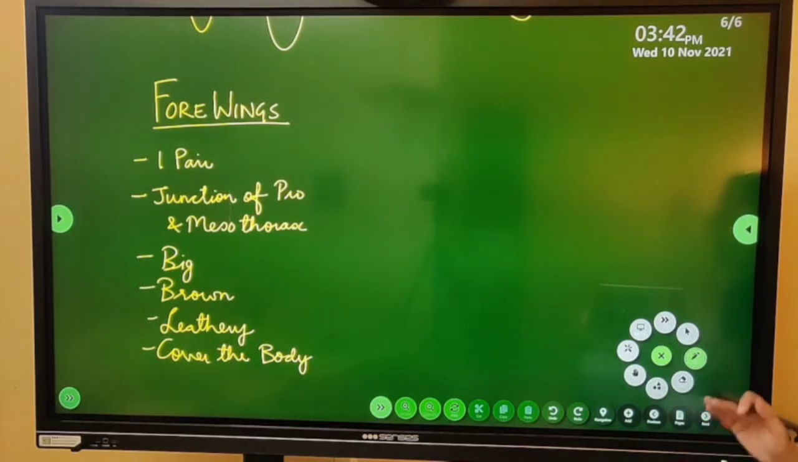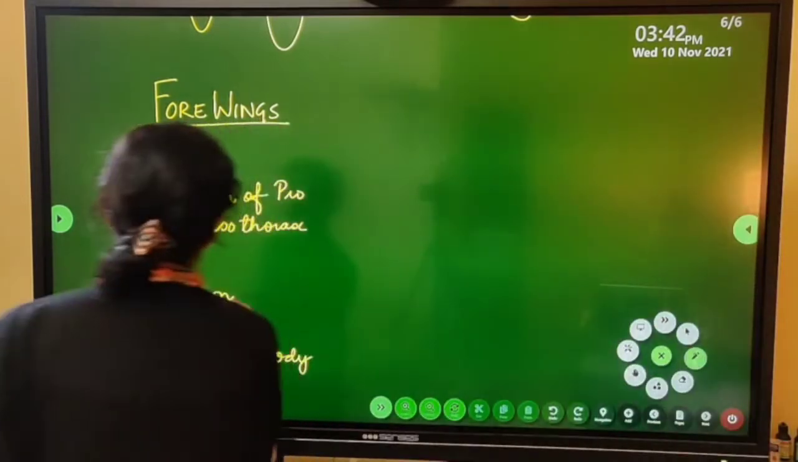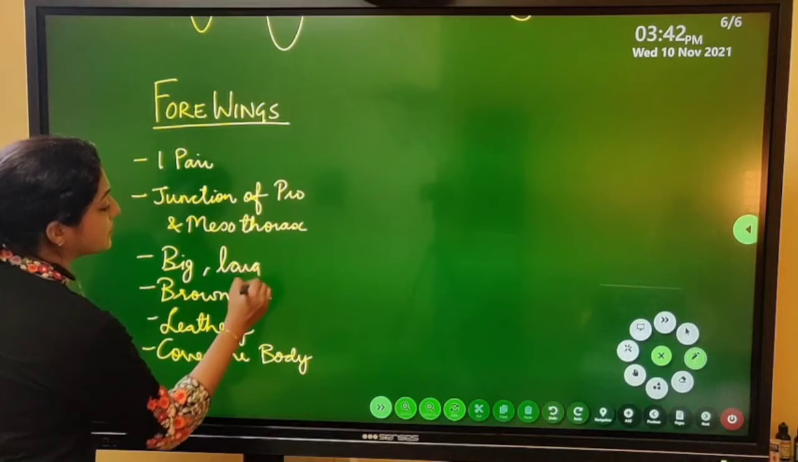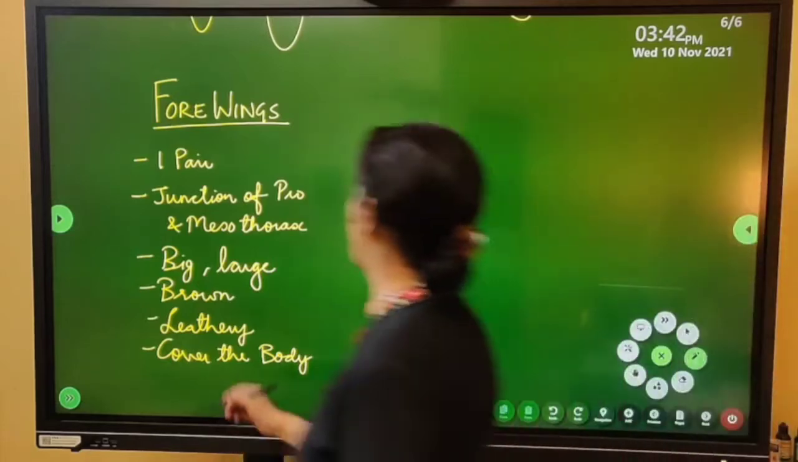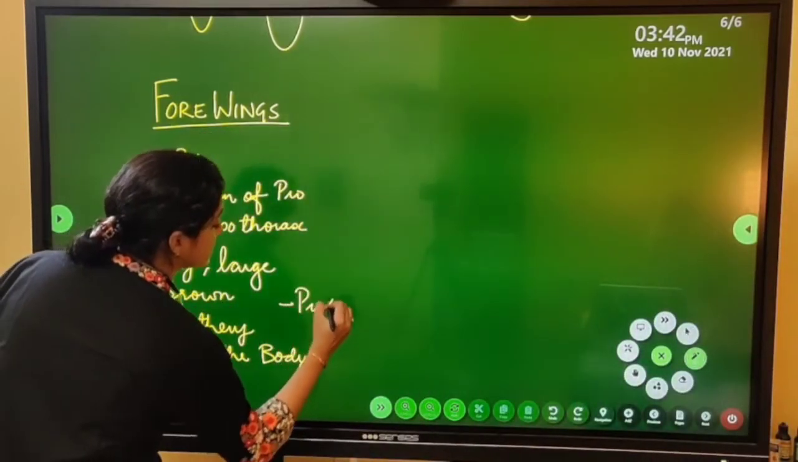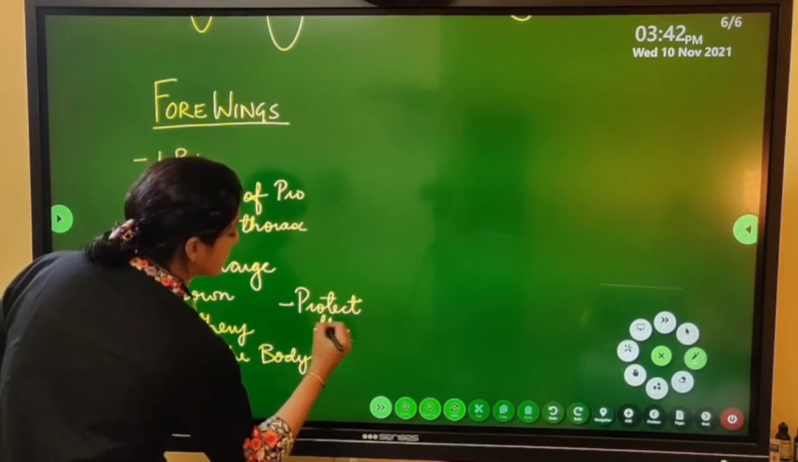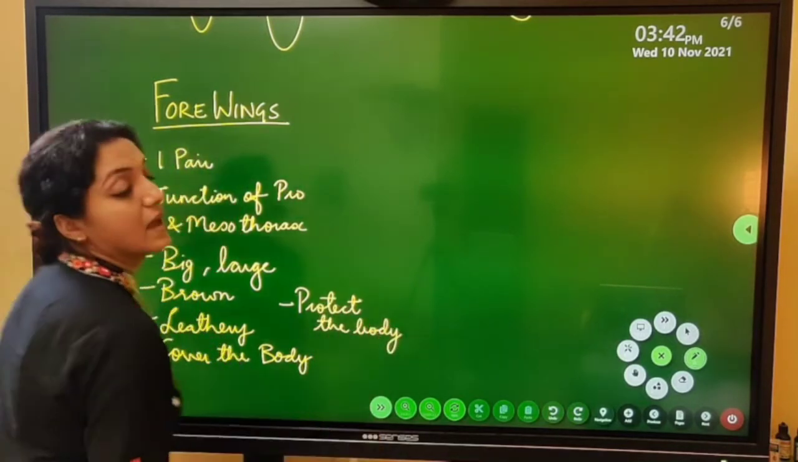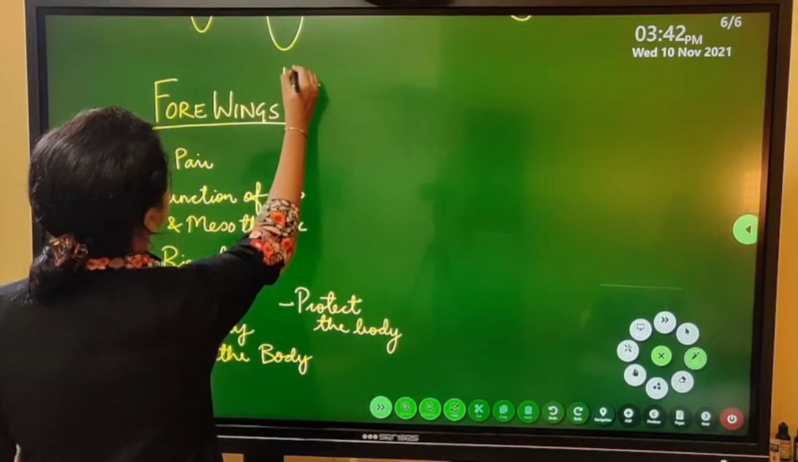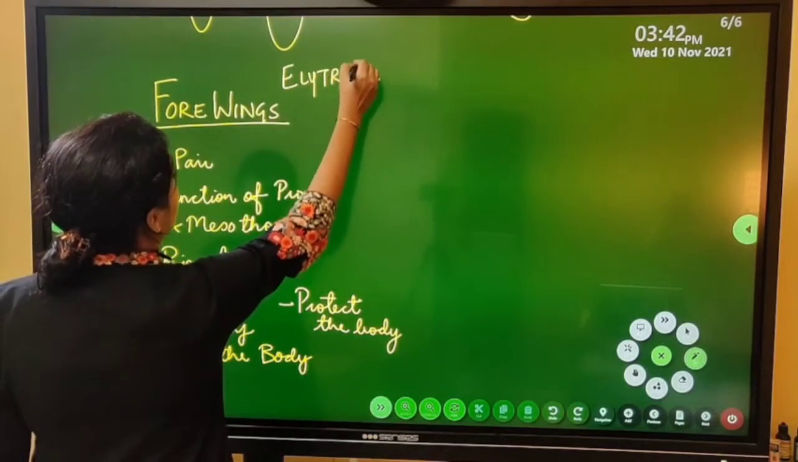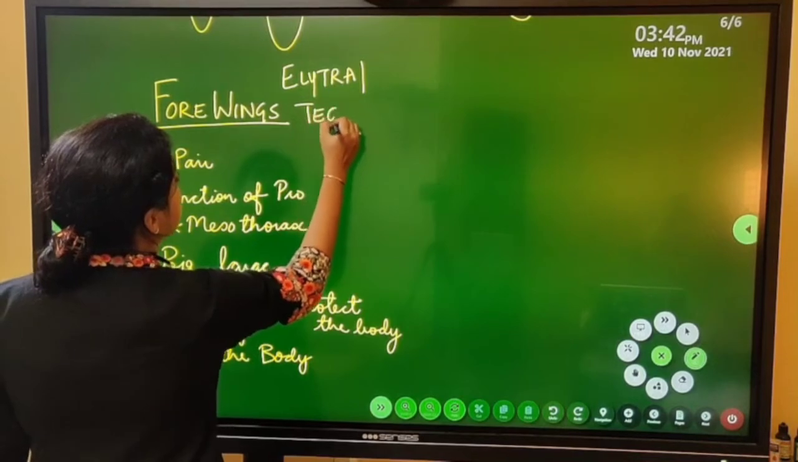They are large. They are dark brown. They protect the body. They cover the body. ये बॉडी को प्रोटेक्ट करते हैं. Their main function is they protect the body. And these 4 wings are also called elytra or the tegmina. 4 wings को elytra भी बोलते हैं, elytra, or they are also called tegmina.